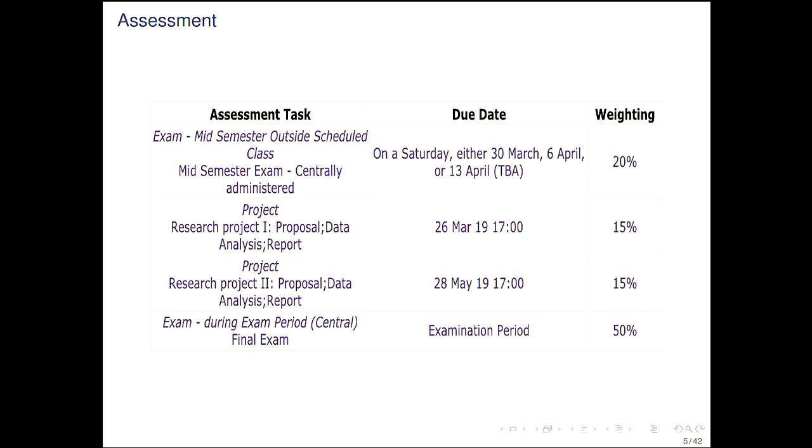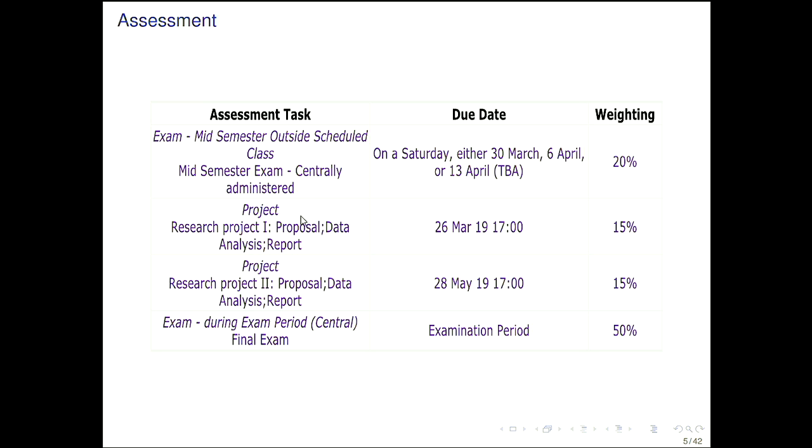So the university will choose a date for the midterm exam and final exam, and they are going to monitor the exam. One thing I know is the midterm exam is going to be on a Saturday, either 30th of March, 6th of April, or 13th of April. But we don't know when exactly the exam will be. So when the date is chosen, I'm going to let you know of the date.